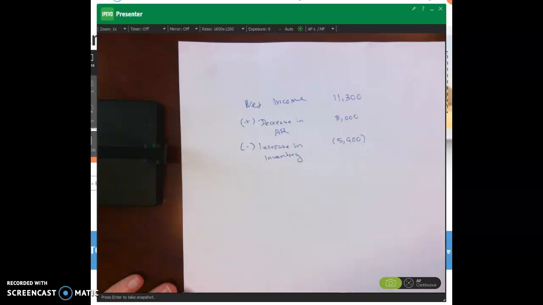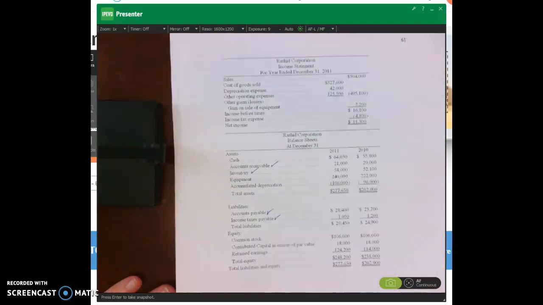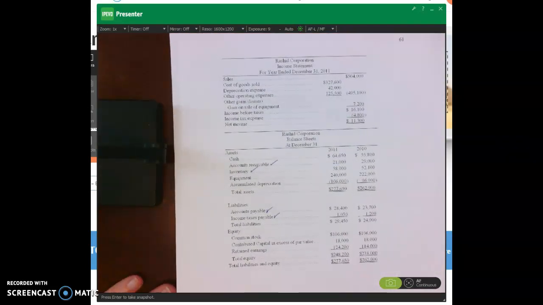Those are my only two non-cash current assets. I don't have any prepaid expenses. I don't have any supplies. I can't make it up; this company just doesn't have it. If it's just not listed, assume they don't have it.